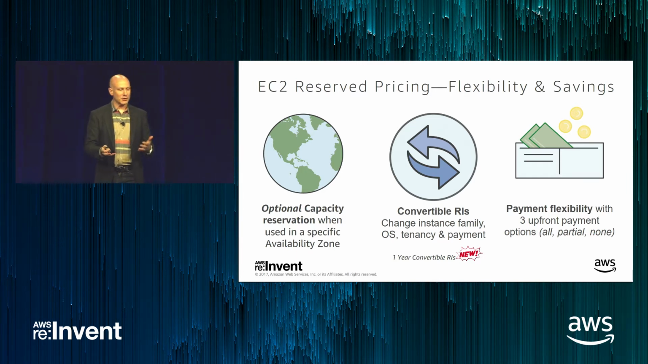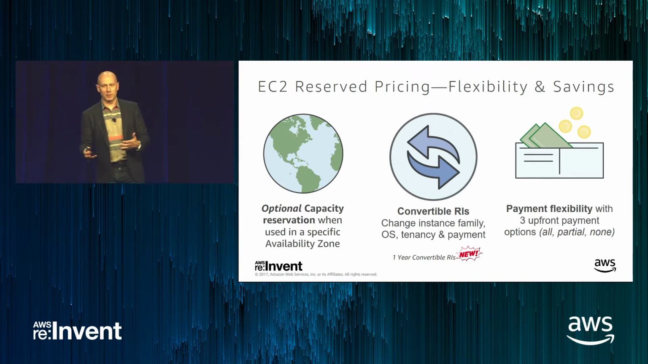Second, we introduced what we call convertible RIs. This allows you to change the instance family, the operating system, move from dedicated to shared tenancy, or change your upfront payment options. And just in the last month, we went from only 3-year convertible RIs to offering a 1-year convertible RI. And the last is what we call payment flexibility. Depending on how your organization bills and handles payments, you can choose to pay all of your RI commitment up front, partial up front, or no up front. So there's a lot of flexibility here.